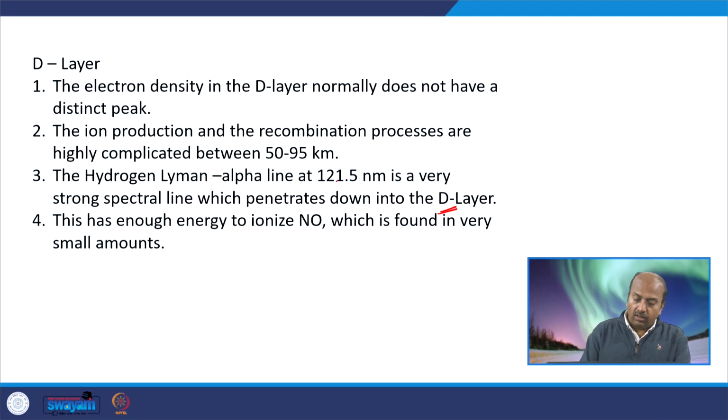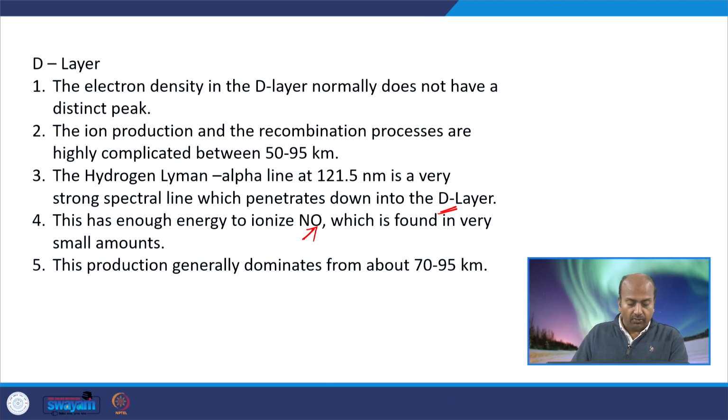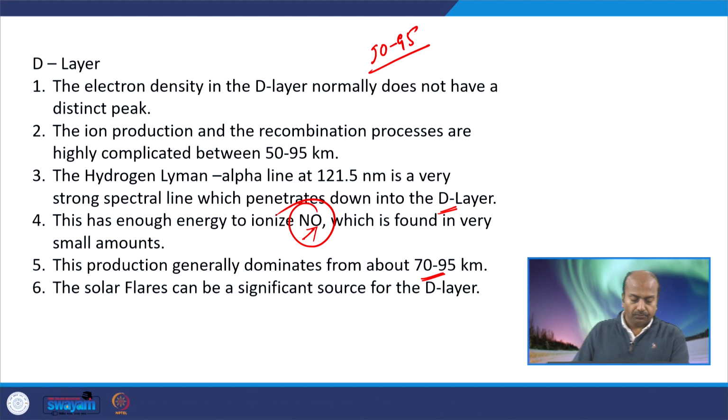So, this hydrogen Lyman alpha penetrating into the bottommost ionosphere between 50 to 95 kilometers can ionize nitric oxide, which is also not a major species. Nitric oxide is a trace species, very small amounts, let us say in ppm, exist in the upper atmosphere. So, this production generally dominates from 70 to 95 kilometers. Broadly we have defined the layer to be 50 to 95, okay, and this production because of nitric oxide generally dominates about 70 to 95 kilometers.